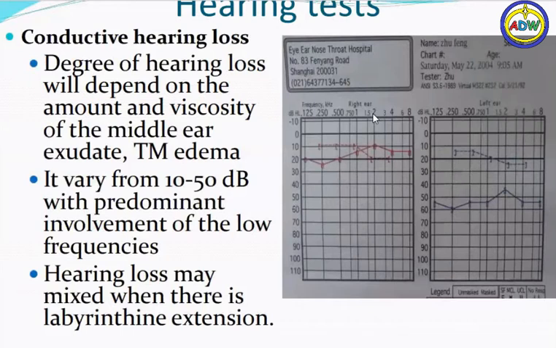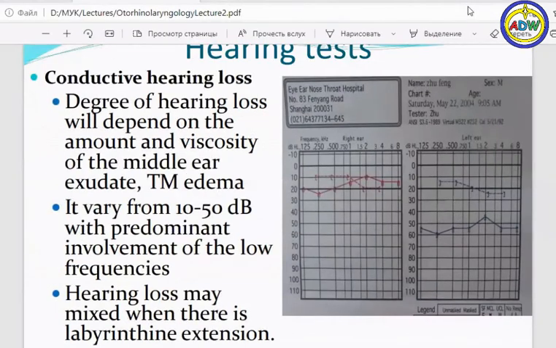You know that we have two ways of conduction of the sound, through the air and through the bone. Finally they activate the hair cells which are located in the cochlea, in the internal ear. Okay, bone and air conductions.